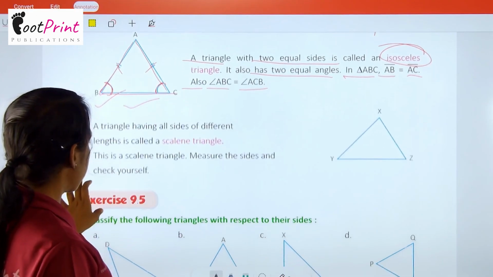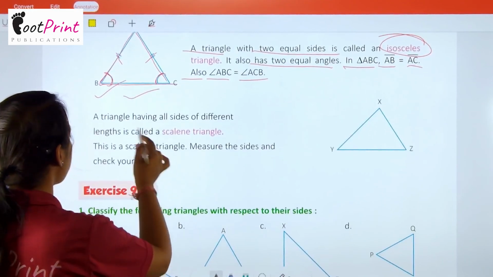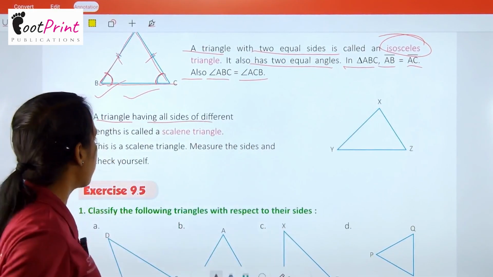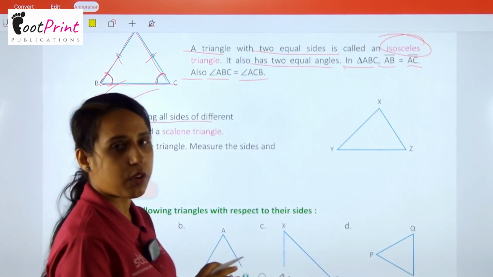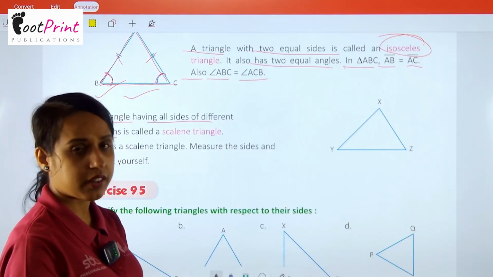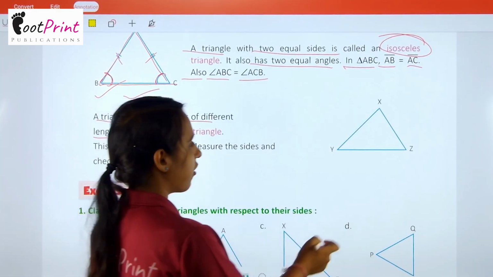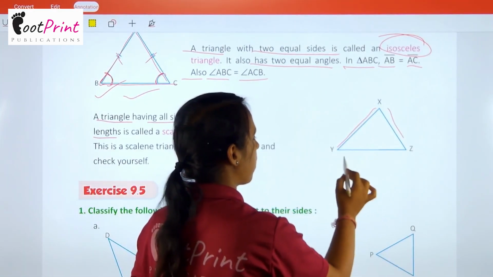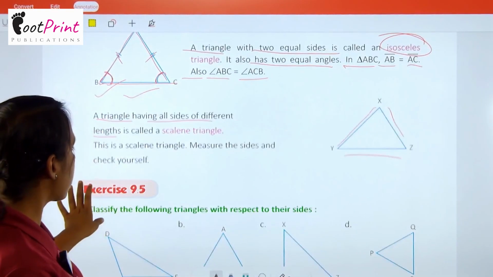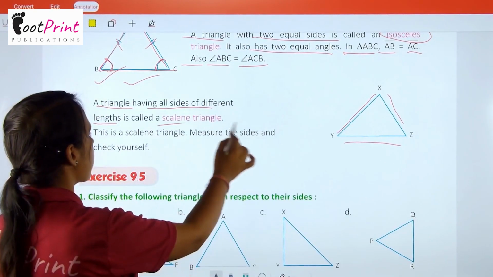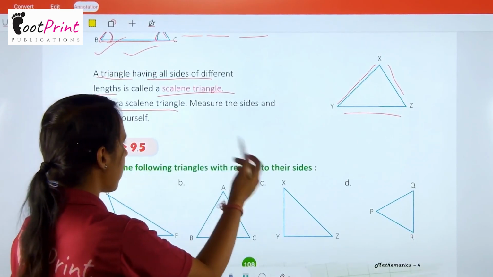Okay. Now the next one, a triangle having all sides of different lengths. If a triangle has different lengths, meaning we know that a triangle has three sides and all three sides are different. This one, this one, this one. So these sides are different. So that type of triangle is called a scalene triangle. This is a scalene triangle.